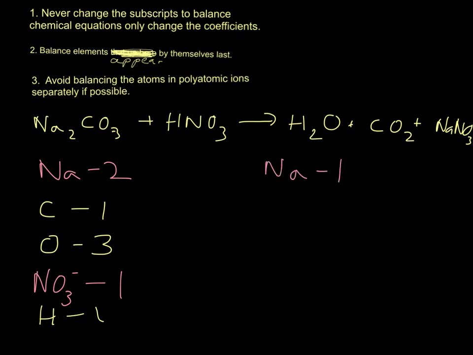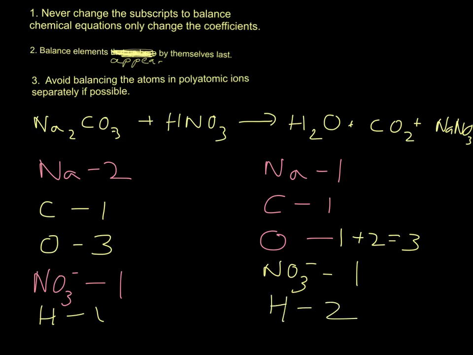On the other side of my equation, I have 1 sodium. And then I have 1 carbon. Then for oxygen, I have 1 oxygen here, 2 oxygens here. These oxygens are part of nitrate, and I'm balancing nitrate as a single unit, so I'm not going to count those. So my oxygen count for this problem would be 1 plus 2 is 3. Then I have nitrate, and I'm treating nitrate as a single unit, so I'm going to say I have 1 nitrate. Then I have hydrogen, and I have 2 hydrogens on this side of the equation.